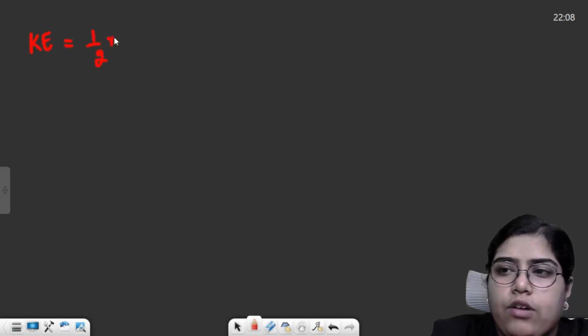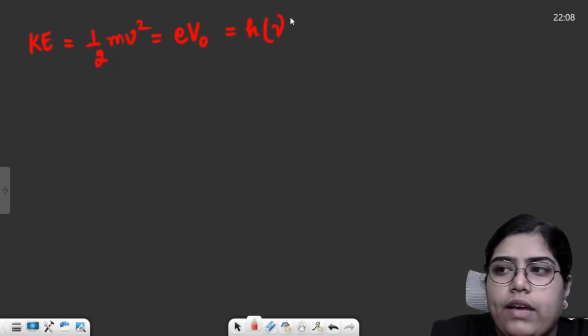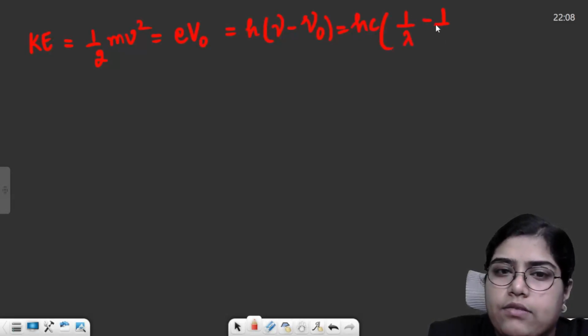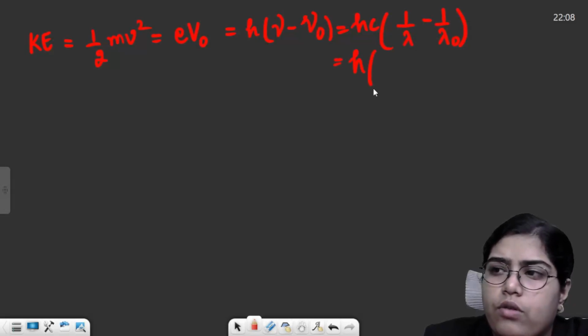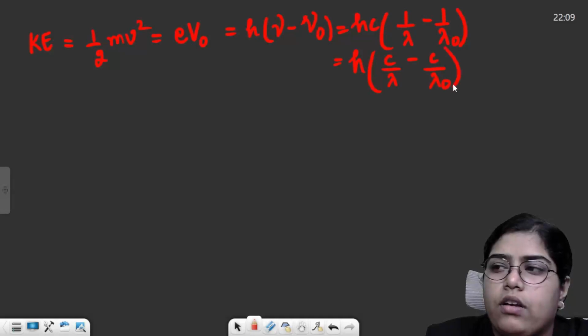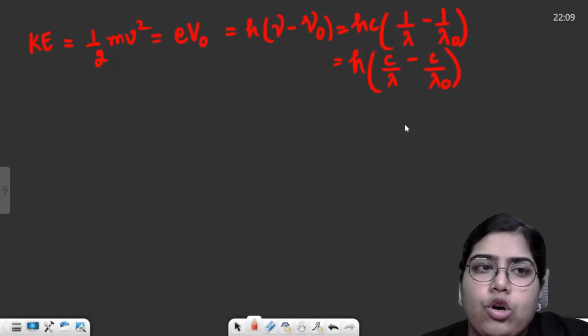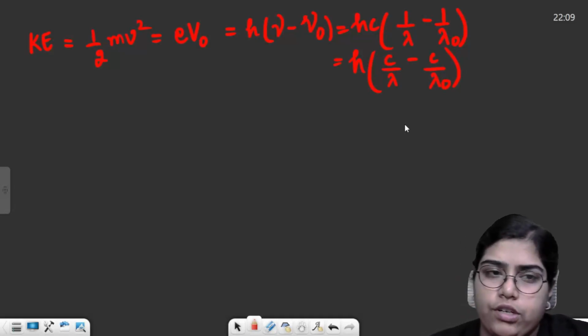Kinetic energy is equal to half mv square. This is equal to charge multiplied by stopping potential. This is further equal to h into nu minus nu naught. This is further equal to hc into 1 by lambda minus 1 by lambda naught. And then this is also equal to hc, you can just multiply c inside the bracket, c upon lambda minus c upon lambda naught. So these were the basic things within Einstein's photoelectric equation.